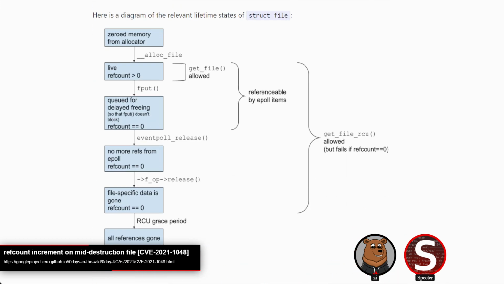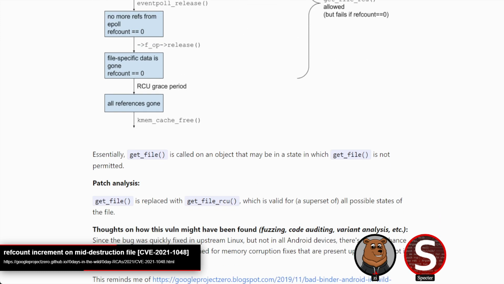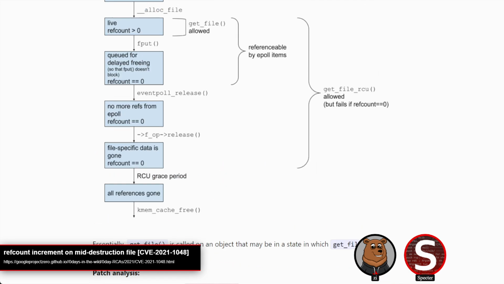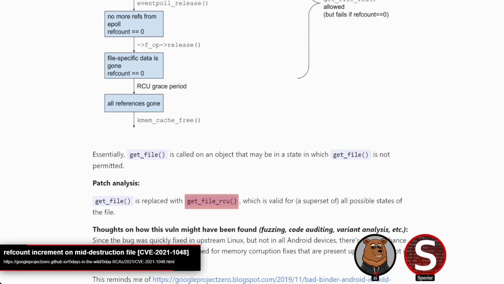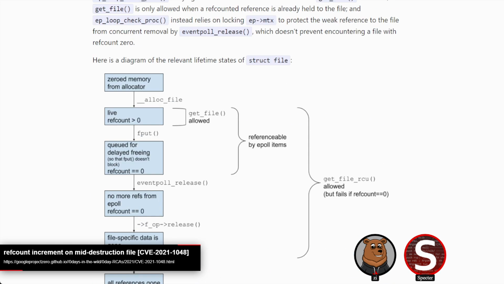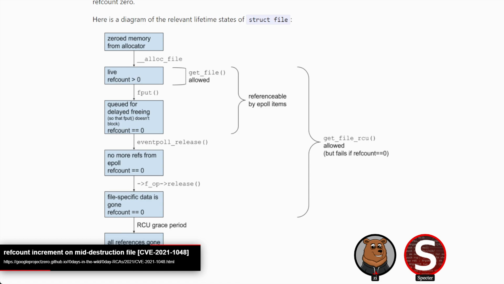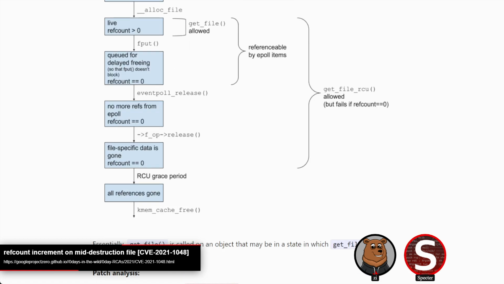Yeah, and the reason that works is get_file_rcu will do an internal reference count check, and it will check if it's equal to 0, and if it is, it'll bail out and return an error. So it's able to detect whether or not that file object is in a bad state. Whereas the get_file call is unconditional. It just unconditionally increments the reference count and continues. So that's why that patch works. But yeah, a very cool and subtle bug.